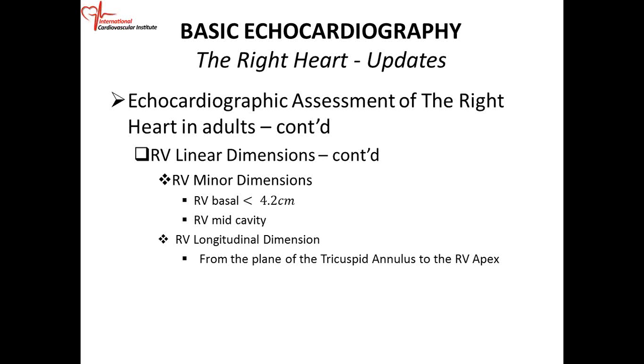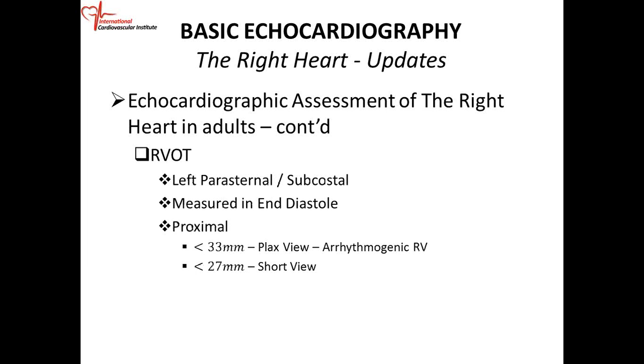The RV longitudinal dimension, again, it is from the RV apex to the tricuspid annular plane, the plane of the tricuspid annulus. I think I showed you guys that in our reading session. In the example I showed you, it was not done properly because it was not at the plane of the tricuspid annulus. But the measurement should be from the apex of the RV to the plane of the tricuspid annulus, and that should be less than 8 centimeters.